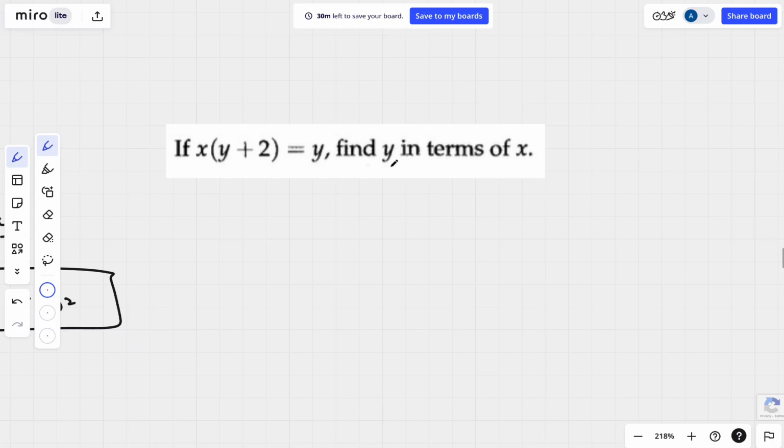Next one, it says we need to find y in terms of x. So y in terms of x. We'll first expand this.